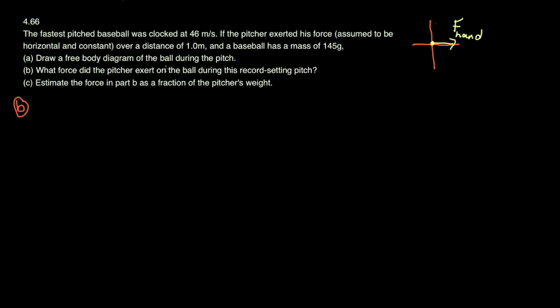What force did the pitcher exert on the ball during this record-setting pitch? Okay, so before we do this, let's write down some of these variables that we know. We know that the final speed was going to be 46 meters per second, right? V sub F is equal to 46 meters per second. And we know that he exerted it over 1 meter, so the distance is going to be 1 meter. And we know that the baseball has a mass of 145 grams, so m is going to be equal to 145 grams.